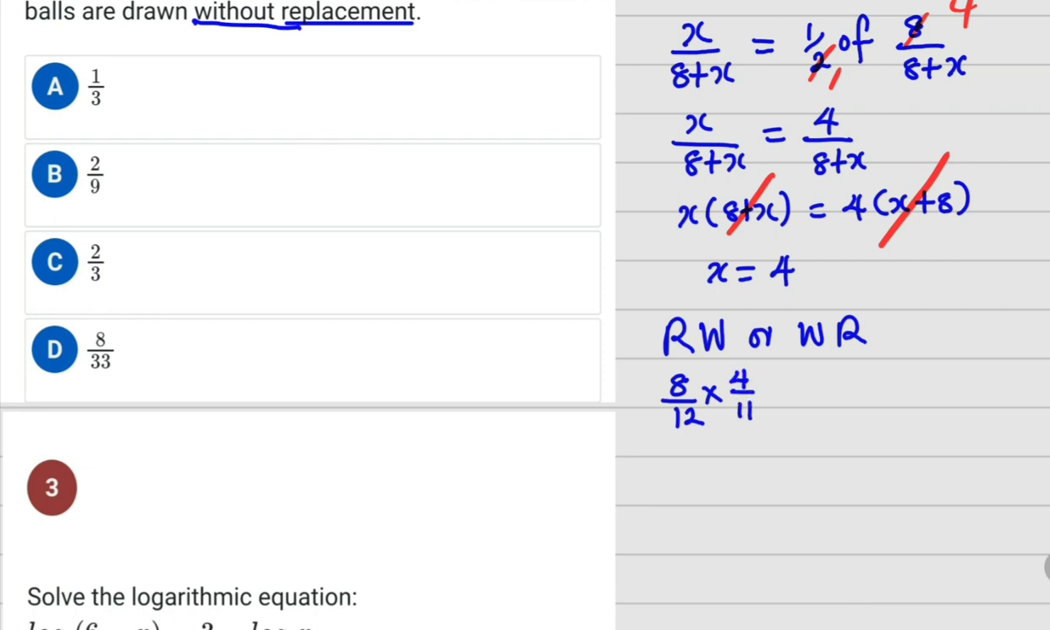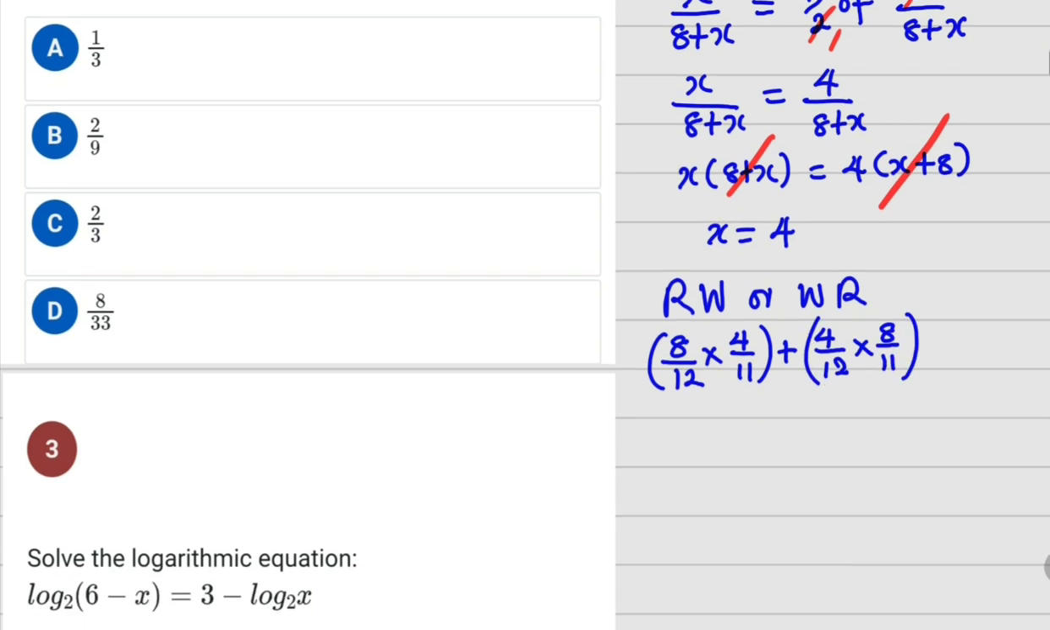Why? Because it is without replacement. If you look at it very well, you've picked a red already, so the total will reduce by 1. That is why it is 11. Or plus, you are picking a white, which is 4 over 12, then times, you are picking a red now, which is 8 over 11.